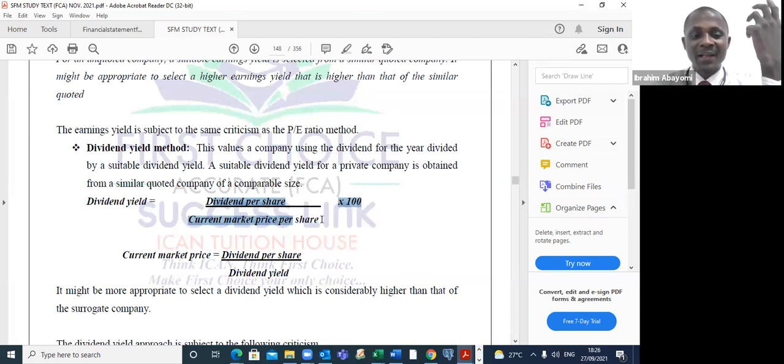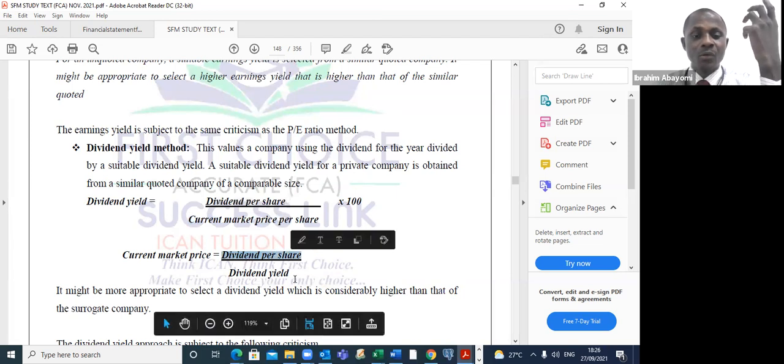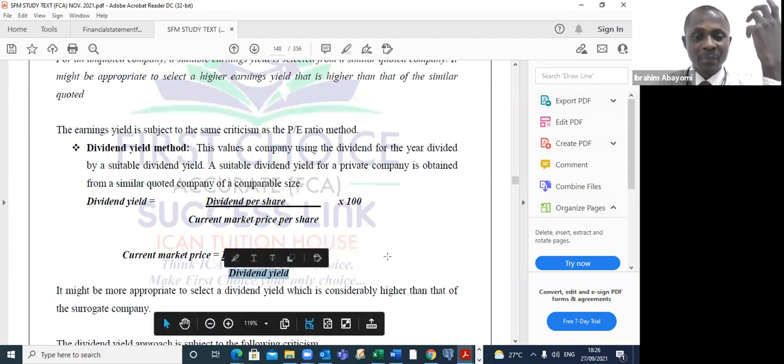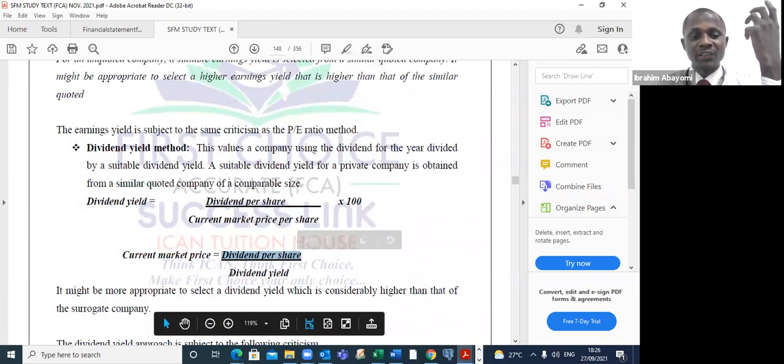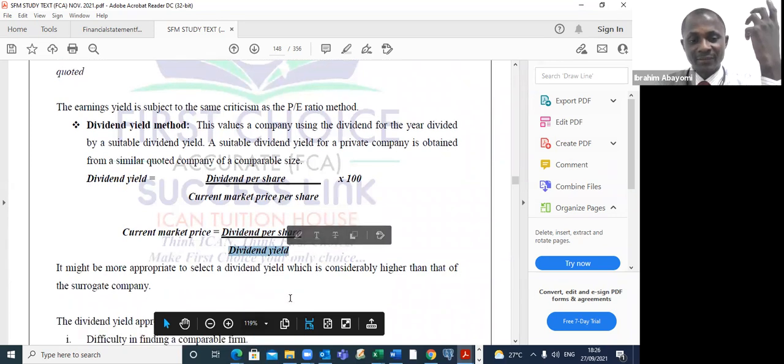So when you make current market price per share the subject, you get dividend per share over dividend yield. So it simply means that you are discounting your dividend per share into perpetuity using dividend yield as the discount rate.